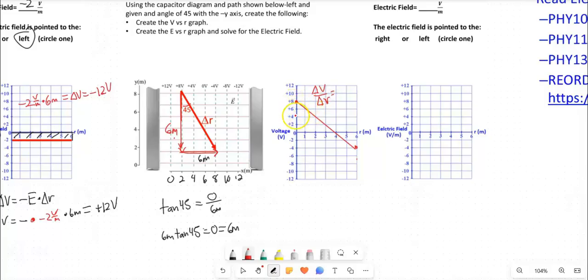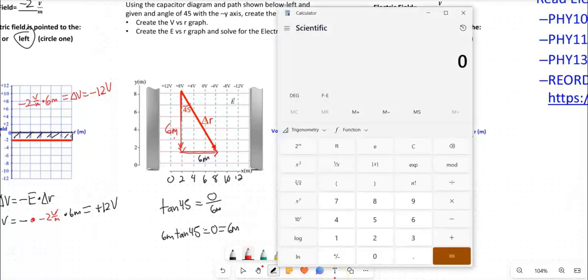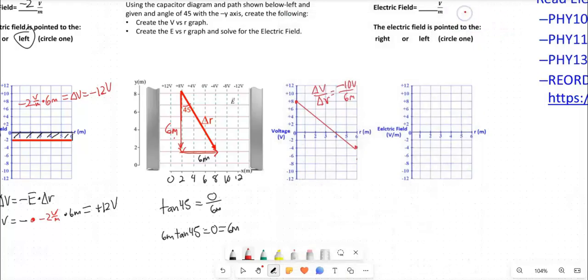So it's dropping by 1, 2, 3, 4, 5. So dropping by 5. So that's negative 5 volts. Oh, no, I'm so sorry. Not by 5. 2, 4, 6, 8, 10. So dropping by 10 volts across 6 meters. Okay. Let's figure out what that looks like. I think yours are all whole numbers. Mine is the only one that's really weird. So that's going to be negative 1.67.